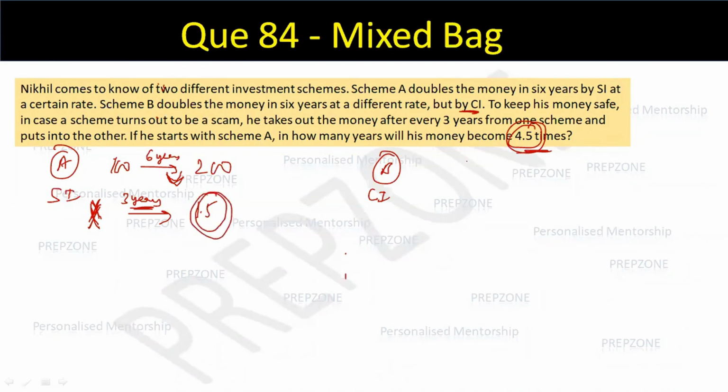Now tell me, what did he do next? He took this money and put it into B. So now tell me what happens here in 3 years. It is given that in 6 years the money doubles in B, and this is compound interest. So the amount is basically twice the principal after 6 years. So what will happen after 3 years? Just think and tell me, how many times will the money multiply via compound interest?